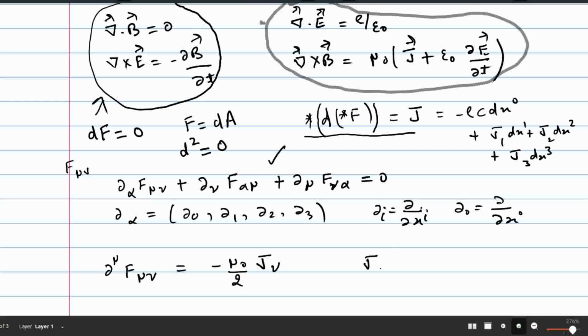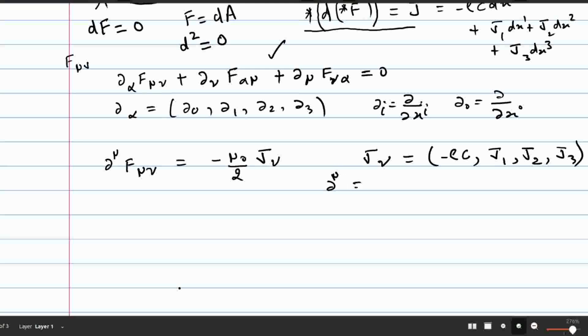Here j nu stands for the components of this one form j, so it is equal to minus rho c, j1, j2, j3, and this upper index del mu is equal to minus del 0, del 1, del 2, del 3.